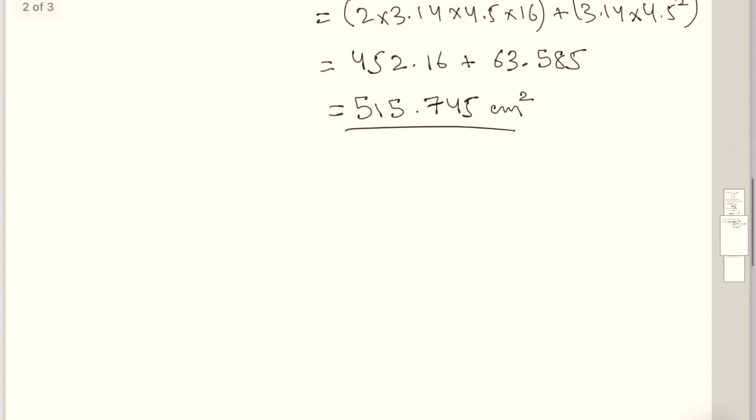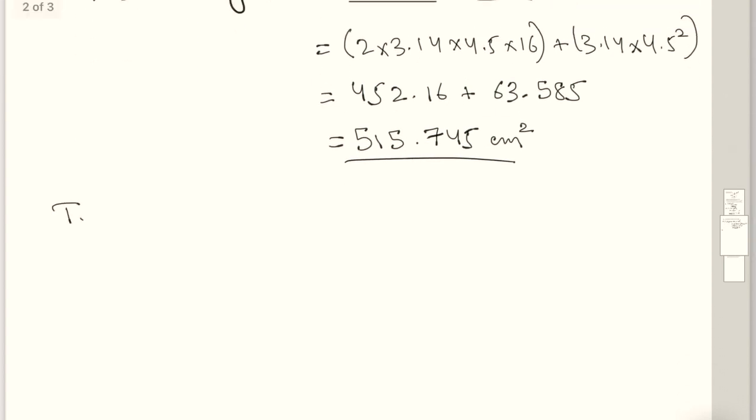For the hemisphere, a different formula needs to be used. Total surface area of hemisphere.